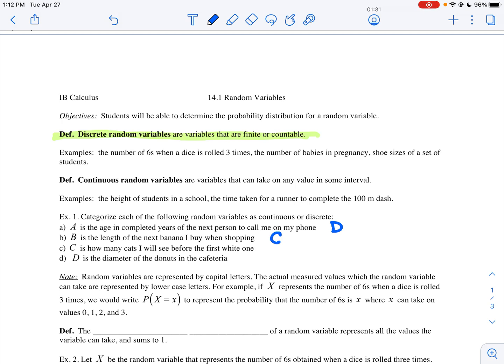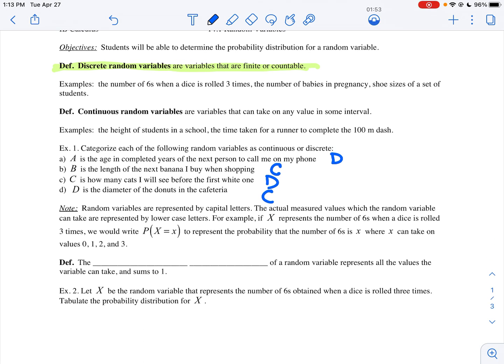It is continuous. C is how many cats I will see before the first white one. Continuous or discrete? This is discrete. And D, the diameter of the donuts in the cafeteria. Continuous or discrete? It is continuous.